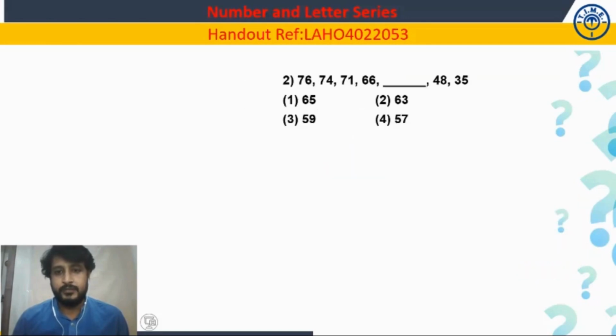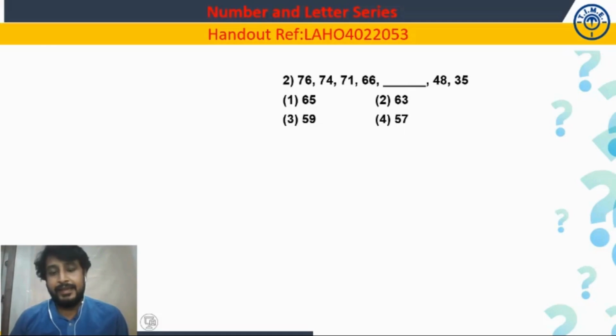What are the given numbers? 76, 74, 71, 66, blank, 48, 35. Try it once. Try to identify what will come in the place of blank. It is a very easy question. I hope you will get the correct answer. 76, 74, 71, 66, blank, 48, 35.